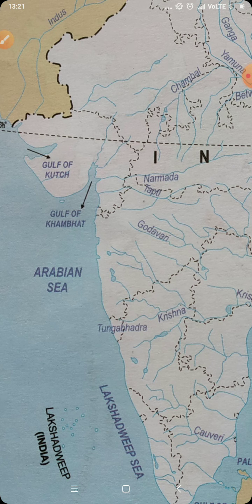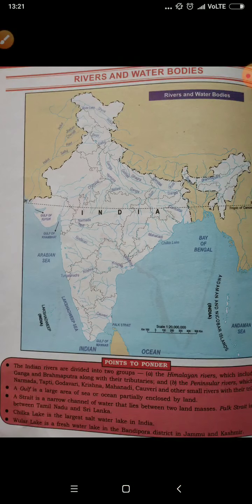You should be very careful about Gulf of Kutch, Gulf of Khambhat, Narmada, Arabian Sea, Lakshadweep. All these you have to keep in mind. So rivers and water bodies, you can make such a map and keep it ready for the coming days.